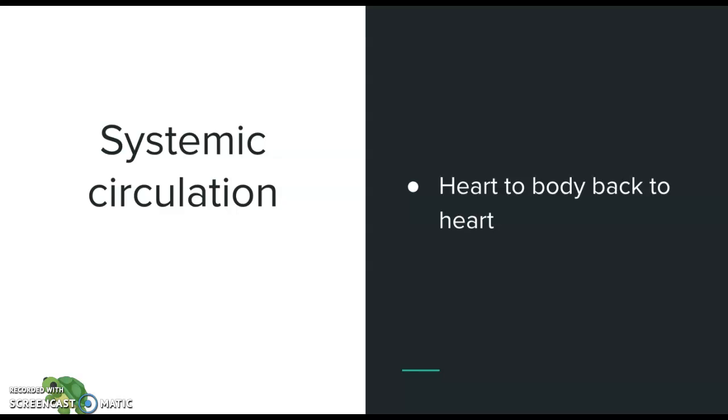So my blood needs to get to everything in my body so that way I stay alive, because I need to get nutrients to my cells that are in my body. So I rely on the systemic circuit to do that. So my heart to my body, back to my heart again.